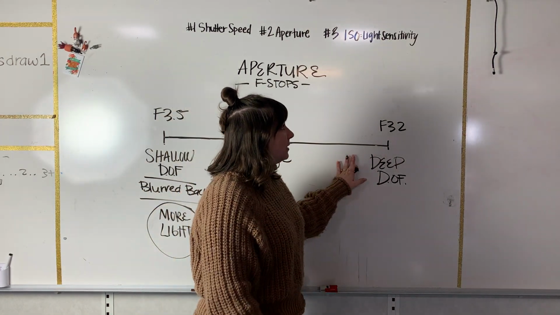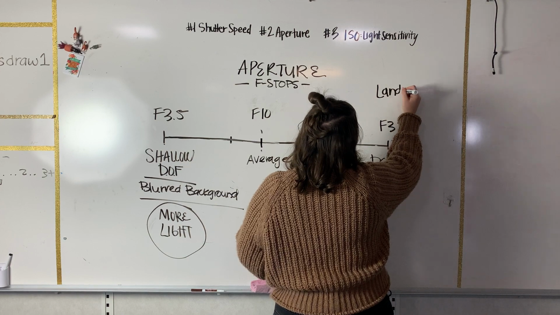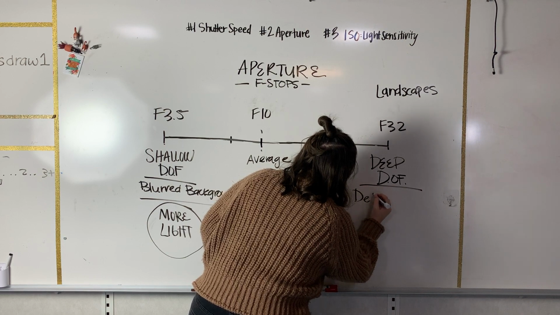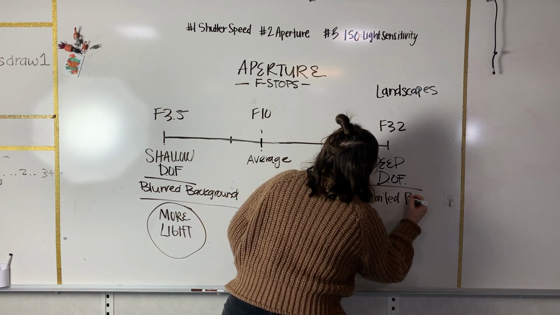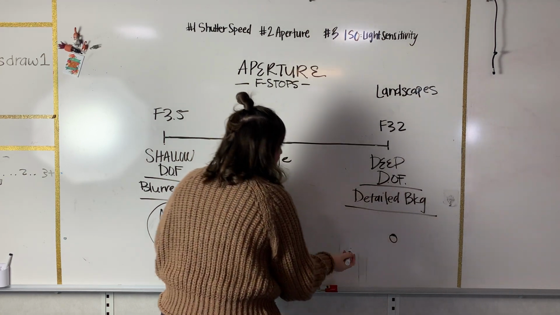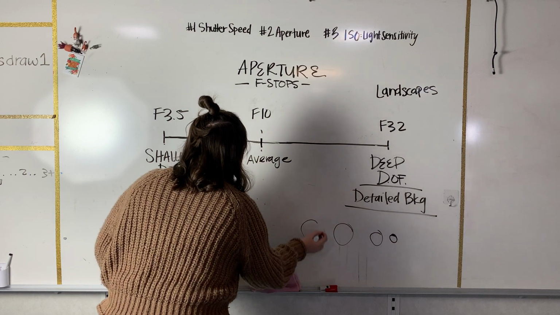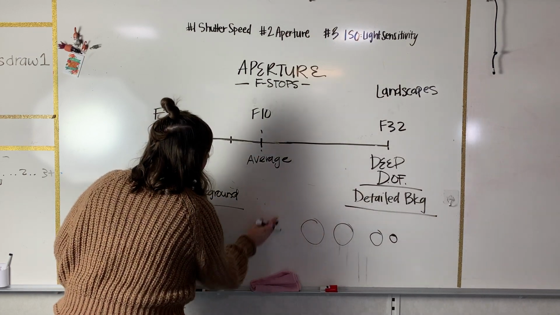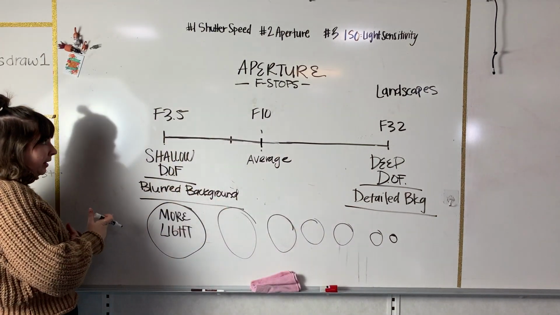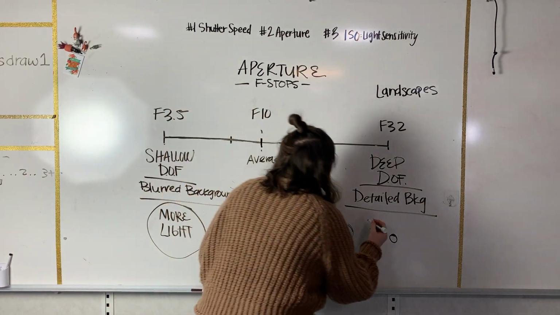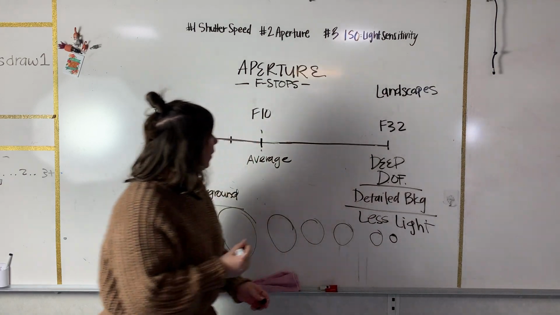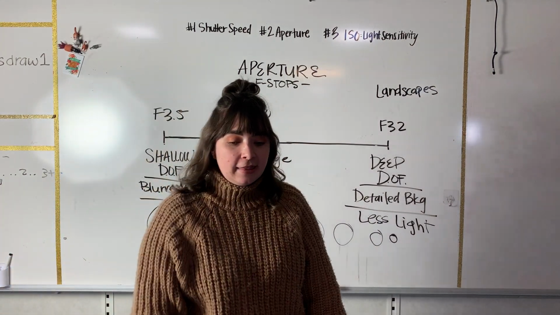At f32, this is great for landscapes when you want to see all the detail in your photograph, and we're going to have a more detailed background. We're also going to have a smaller lens opening. As we get closer to this side, your lens opening gets smaller. So this is going to let in less light. That's aperture. I think that's all you really need to know.